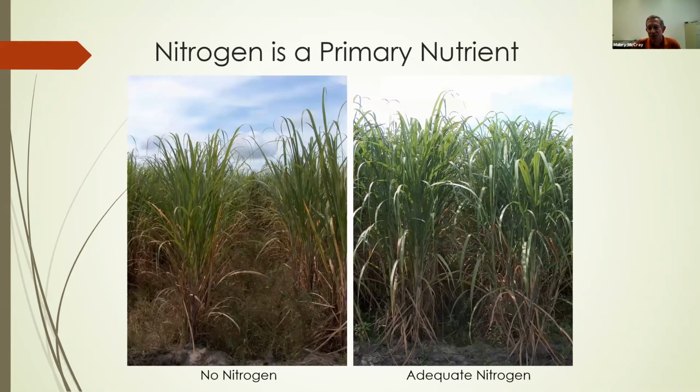So first of all, just to emphasize the point that nitrogen is a primary plant nutrient. We have essential plant nutrients that are categorized either as primary, secondary, or micronutrients. All of those essential nutrients are needed by the plant, but the category they're placed in is dependent on how much of them the plant needs. Nitrogen is a primary nutrient, so it's needed in large amounts by the plant.